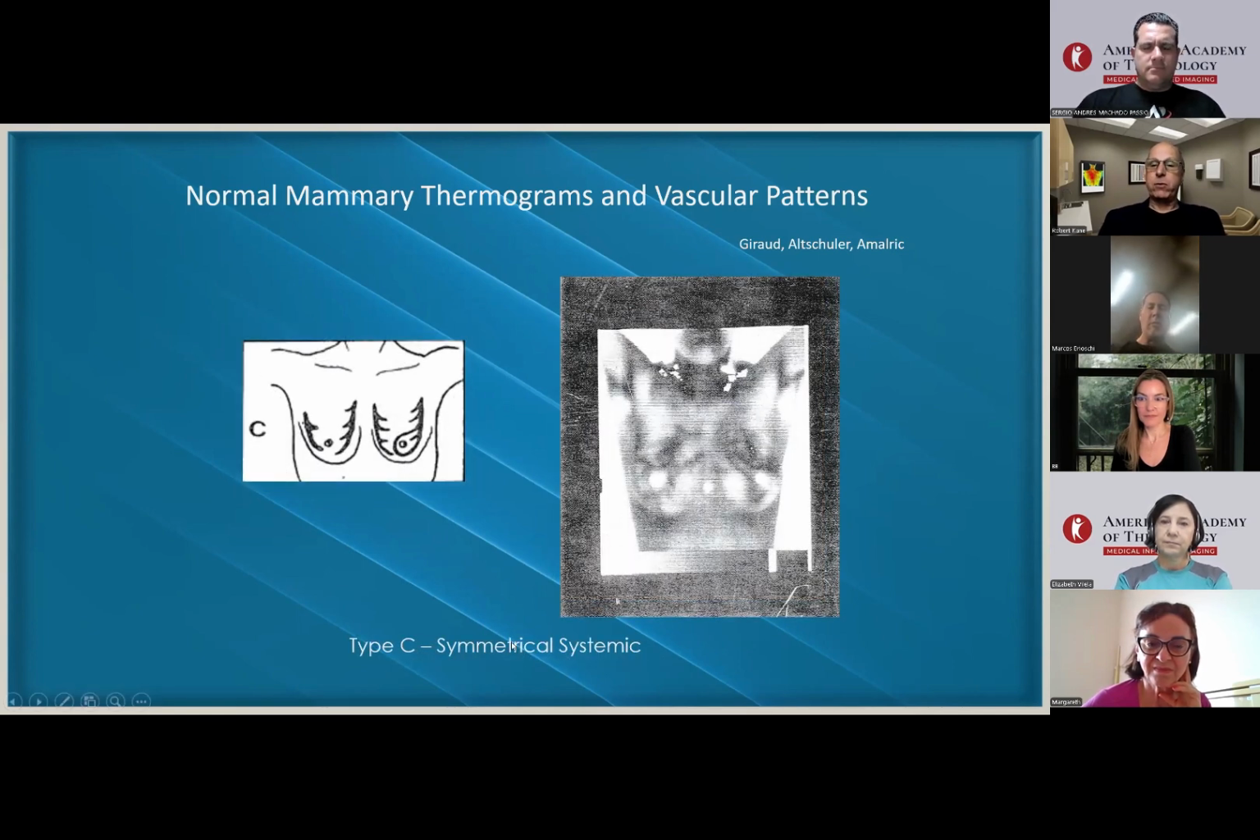Symmetrical symmetric, or type C, is when we get more of the breasts involved. We have a fair amount of dilation going on, and in this case, it's extending to the level of the nipple line. Again, a fair amount of symmetry, but certainly more dilated and warmer than those initial thermal images we looked at with the type A and even the type B.